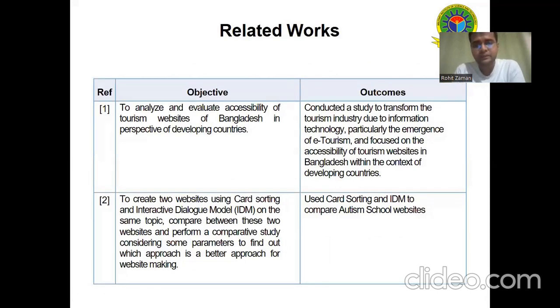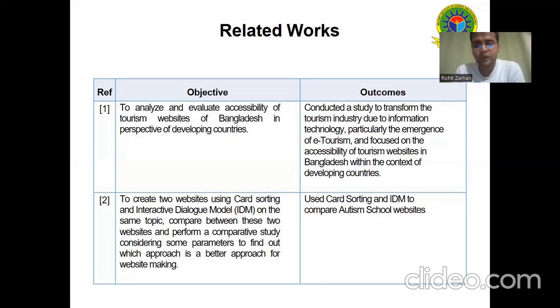So then here comes the related work. We actually studied a lot of papers. Here we have shown some of the papers. The objective of our first paper is to analyze and evaluate the accessibility of tourism websites for Bangladesh in the perspective of developing countries.